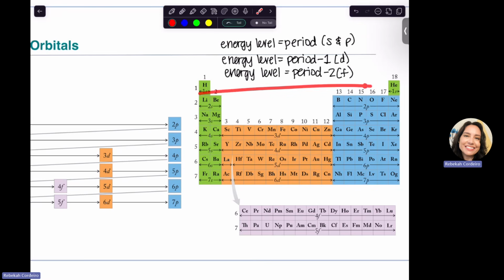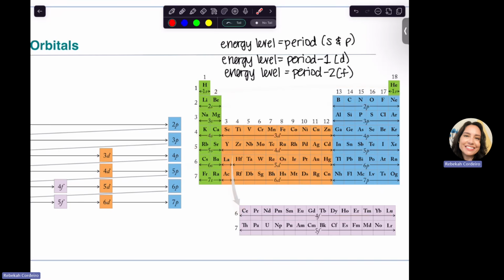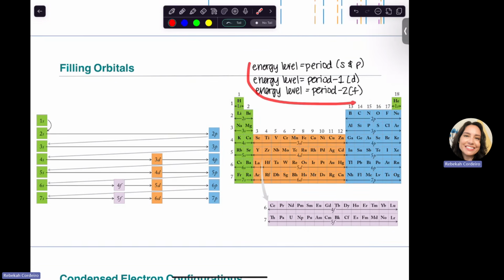So we go 1s, 2s, 2p, 3s, 3p, 4s, 3d, 4p, 5s, 4d, 5p, 6s. Now the F starts here, so we would do 1 of the 5d, and then we would do 4f, because it's in level 6, but we go back 2. So 4f, and then we come back to finish the 5d, and then 6p, and then we keep going. So you don't have to memorize, you only have to know this information, and then where the S, P, D, and F blocks are.